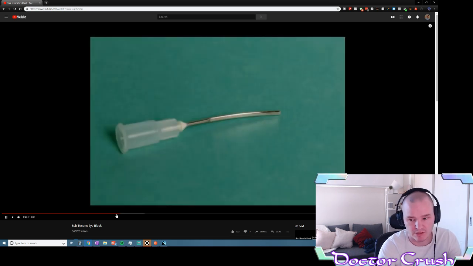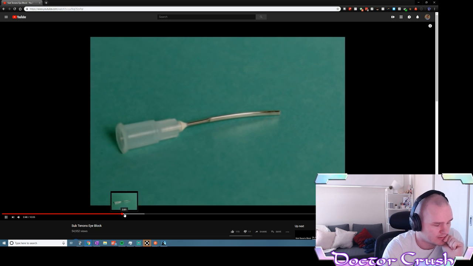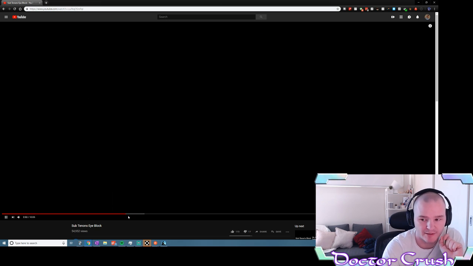I don't actually use these when I do it. I've had better luck using a flexible cannula.